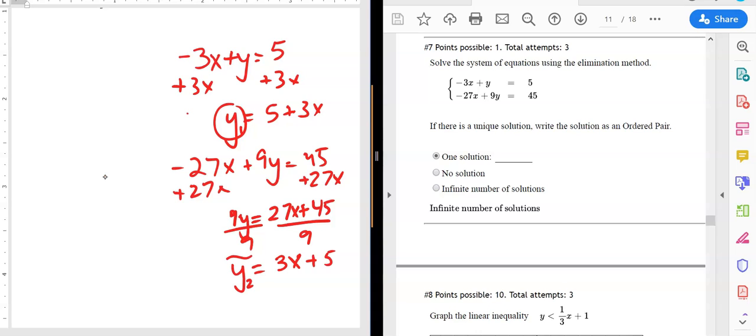Okay, and this would be y2. Okay, well, I can clearly see they're the same equation just now looking at them. But I could enter them into the calculator. Let me just show you how that works.